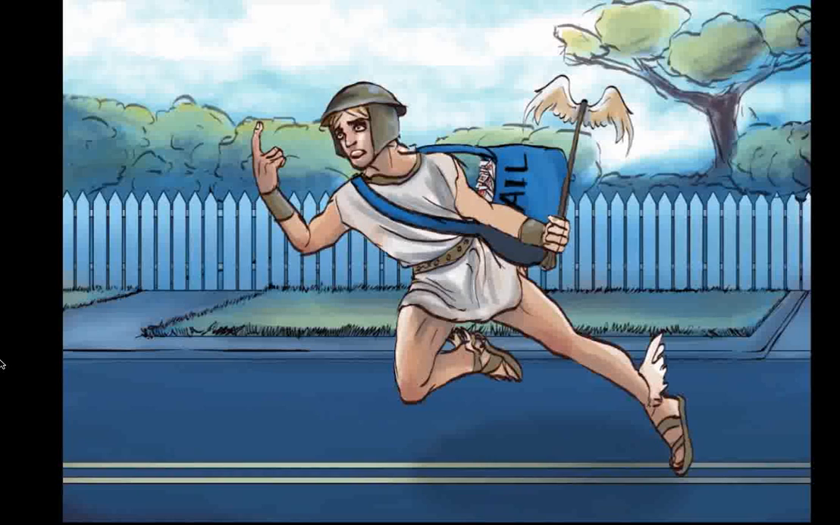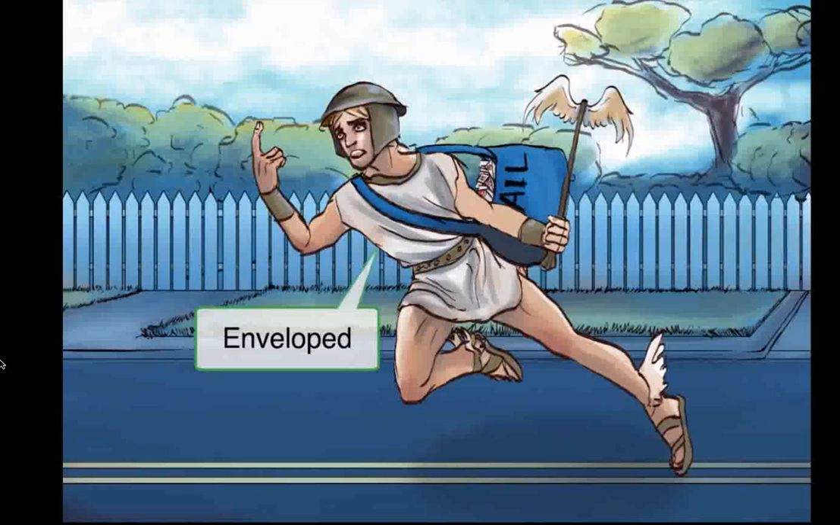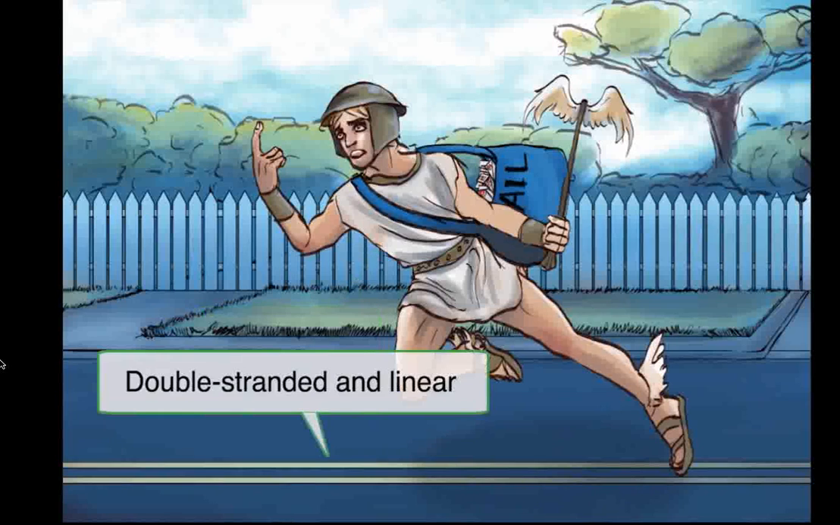Like the other herpes viruses, herpes simplex is enveloped, which we've represented by this velvety little robe he's wearing. Like most other DNA viruses, he replicates in the nucleus, and he's also double-stranded and linear, which is illustrated by the road lines below him. See, there are two straight lines on the road for double-stranded and linear.